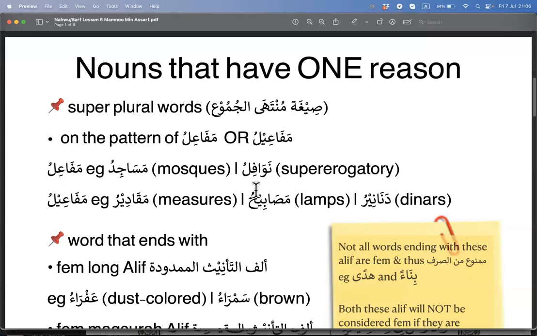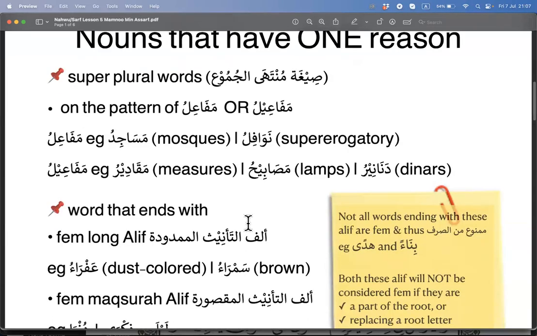Okay, and the other pattern mafa'il is like in the Quran we have masabih. If you can remember this one, masabih. We also have this in the Quran, I think maqadir. Another one is dananir. So if you see this pattern, you know it's going to be mamnu' min as-sarf. You will never see tanwin on it, and if it's a jar, you never see kasrah. Okay, all right.